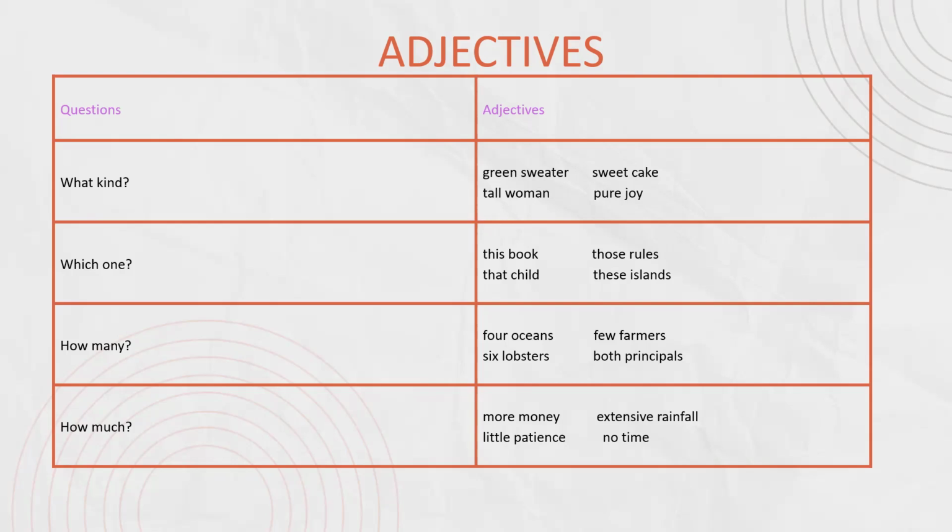How many? Okay, it also answered the question, how many? So, 4 oceans. How many oceans do we have in the continent? 4 oceans. And then we also have few farmers. Both. Both are pertaining to 2 things. Okay. And we have 6 lobsters.